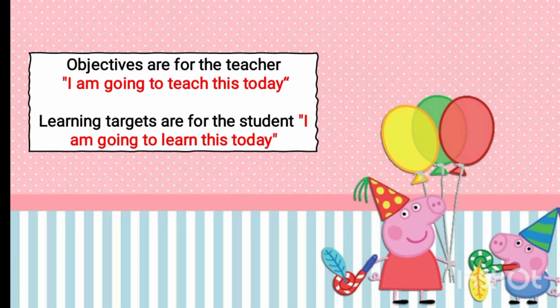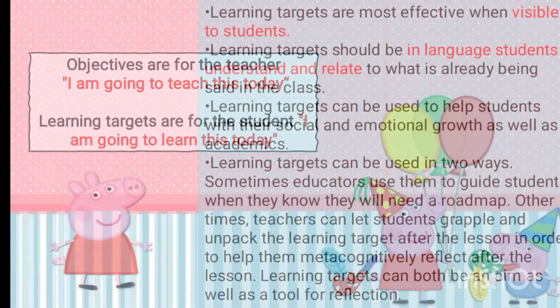Objectives are for the teachers. I am going to teach this today. Learning targets are for the students. I am going to learn this today. The learning target is the students' and teachers' goal. Clear instruction and criteria will serve as a guide to achieving their goals.